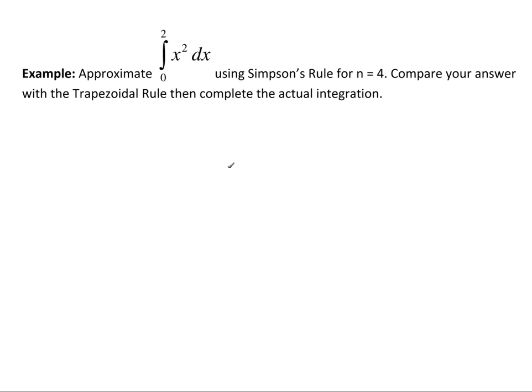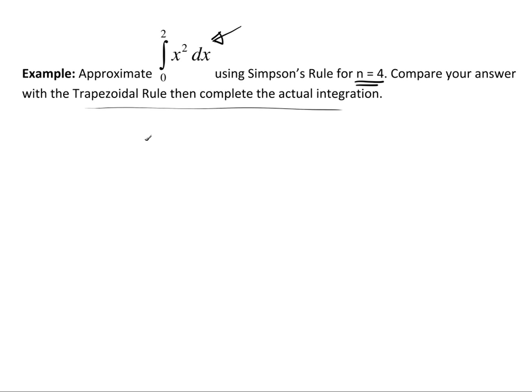So let's apply Simpson's rule to integrate from 0 to 2 of x squared dx. It's the same integral we used with the trapezoid rule, so we can make a comparison between the two shortly. Again, I'm going to use n equals 4, just like I did for the trapezoid. Then I'll take the actual integration and figure out where we are.